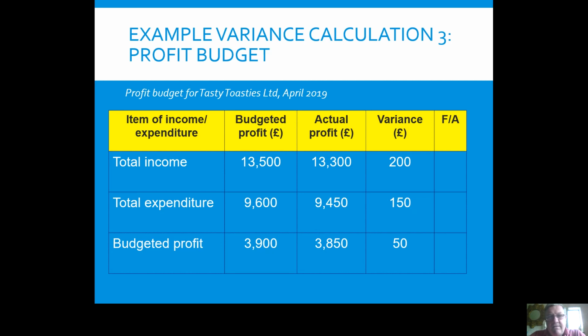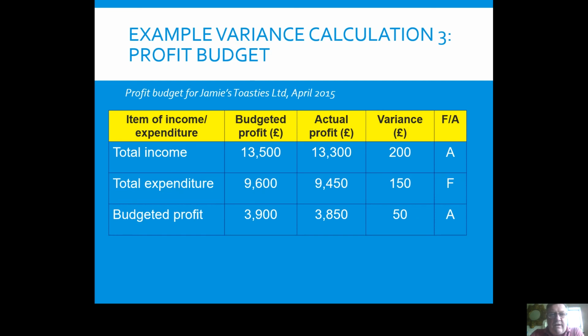Now that you've done that, tell me if it's an F or an A. Total income, it's £200 less than we thought it would be. Is that F or A? Expenditure, £150 less than we thought it would be. Is that F or A? Profit, £50 less than we thought it would be. Give me an F or an A. So pause and have a good guess and restart when you're ready.